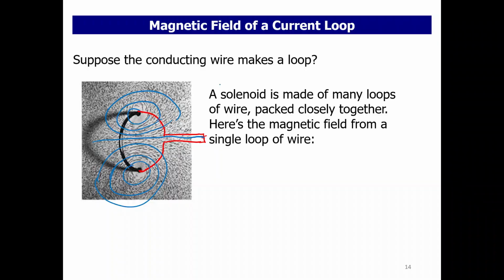A solenoid is a really, really important tool. There's one in your car as part of the alternator, I believe. Solenoids are used in a lot of electric circuit applications. A solenoid is basically a whole bunch of wire loops all connected together. So if we start with a single loop, we can then build up to a solenoid.